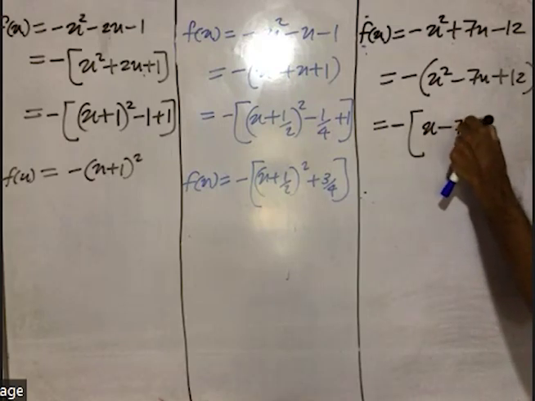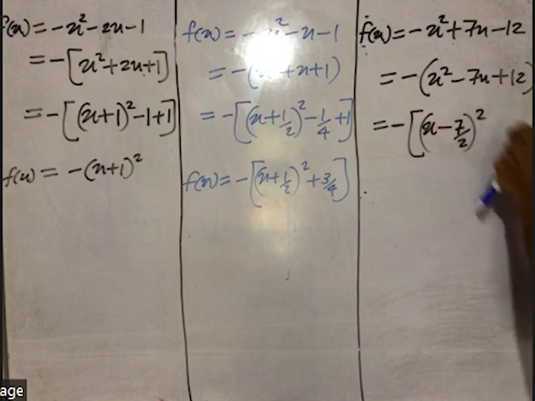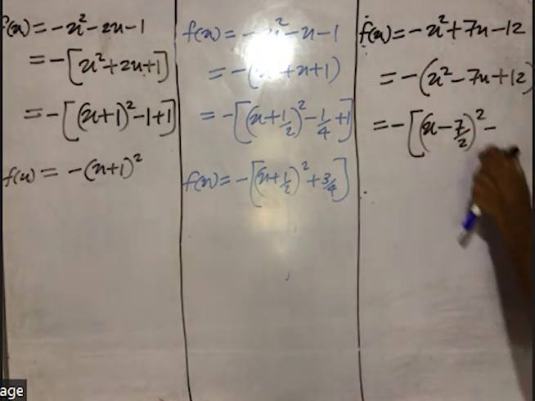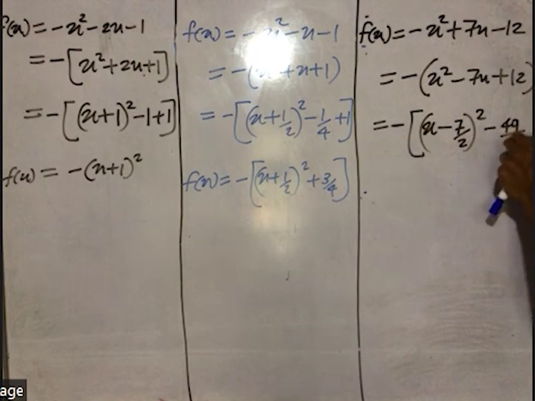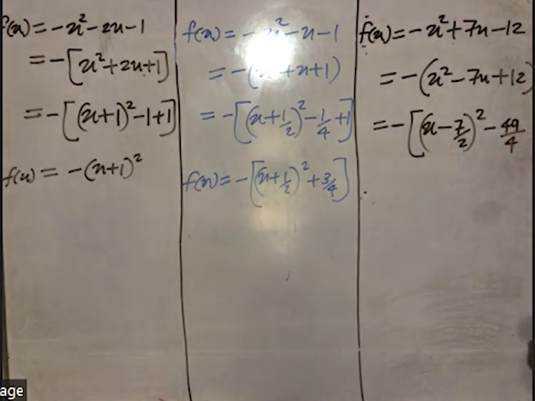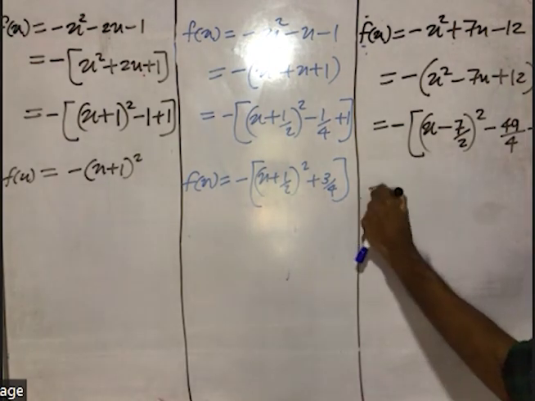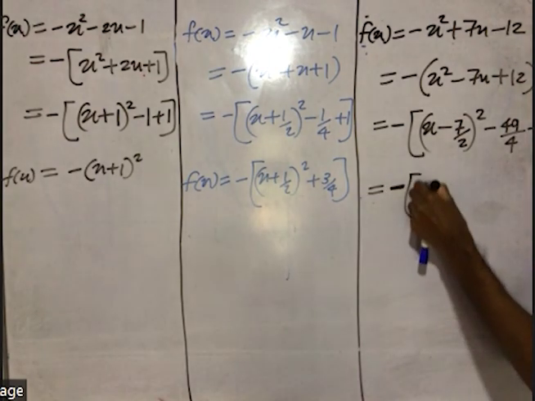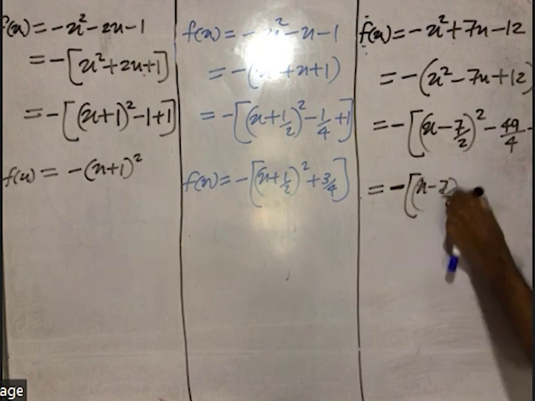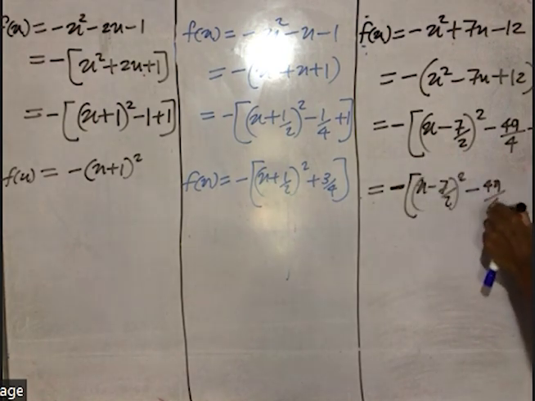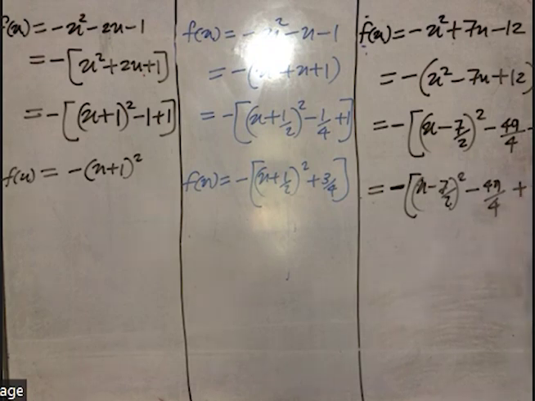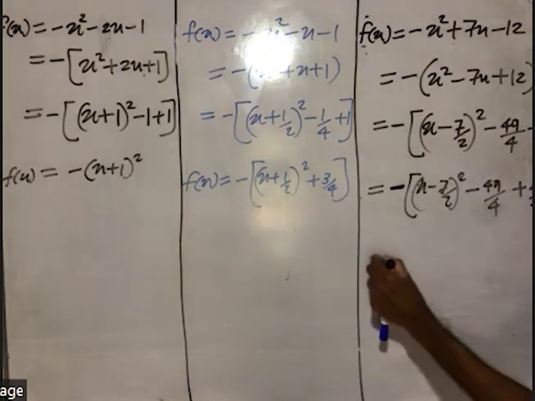Divide the coefficient of x by 2, 7 over 2. Take the square of the whole thing. Then minus the square of this constant, that means 49 over 4, plus the remaining part 12. Now simplify this: minus (x minus 7 over 2) whole square minus 49 over 4. Here we have 12 over 1. If you multiply both numerator and denominator by 4, we will get 48 over 4. Now simplify this function.